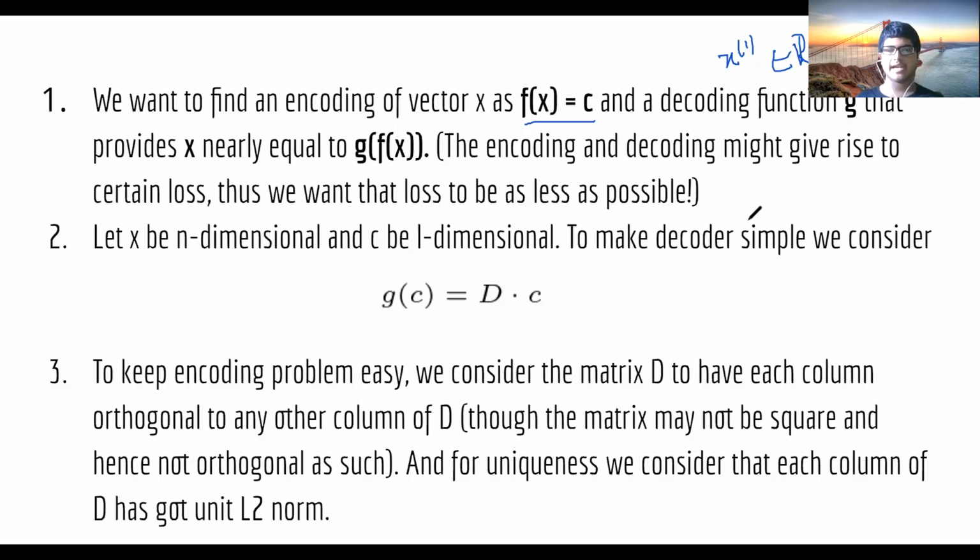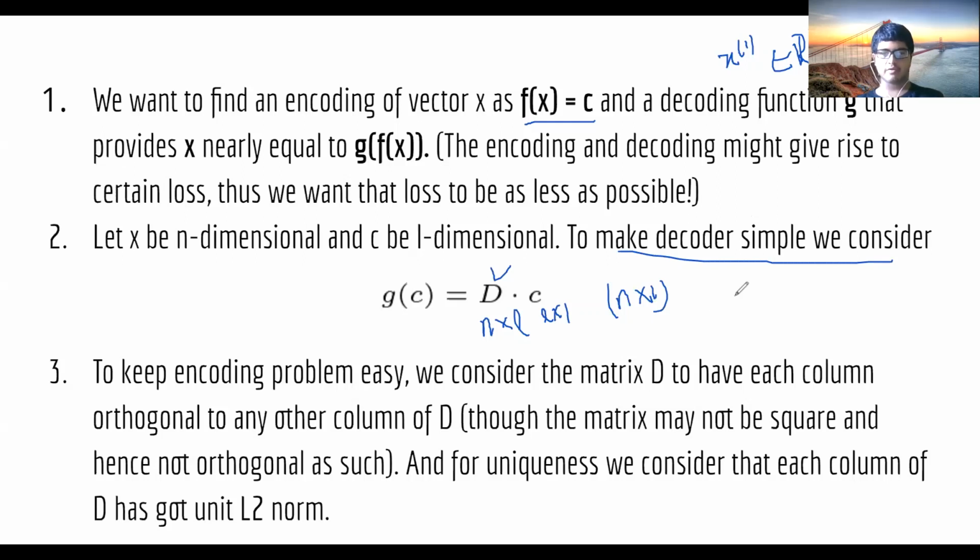Now, let x be n dimensional as I have stated, and c be L dimensional. To make the decoder simple, meaning the decoding of the L dimensional vector, we just want to present a matrix multiplication here, g(c) equal to D times c, where c is obviously L cross 1. Let's say this is a vector, and D should be n cross L to finally obtain an n cross 1 vector. It means g(c) is giving me back the n dimensional vector. Now, to make the decoder simple, we are considering this as a matrix multiplication.